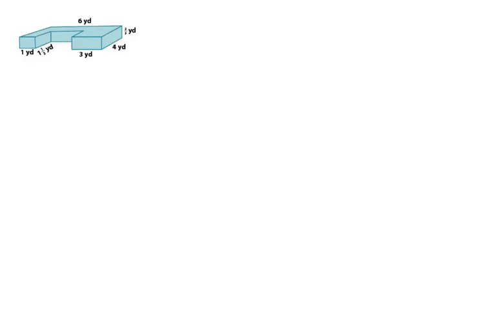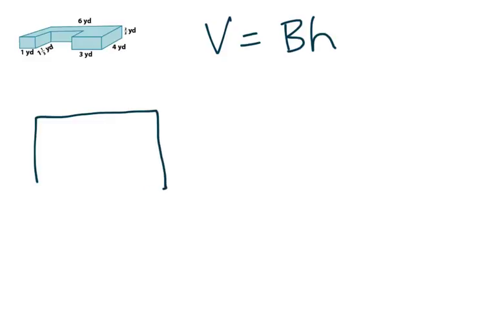To find the volume, we're going to use the formula volume equals area of the base times the height of the prism. And when we look at the base, almost as if we were to tip it over, we might see something like this. We need to consider how to find the area of that in order to proceed with the formula.